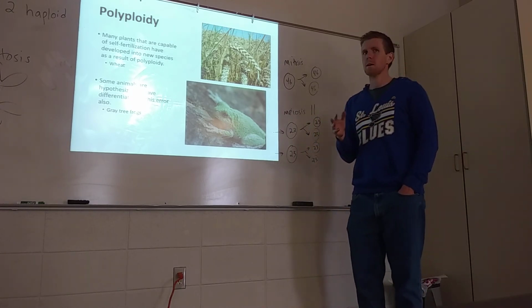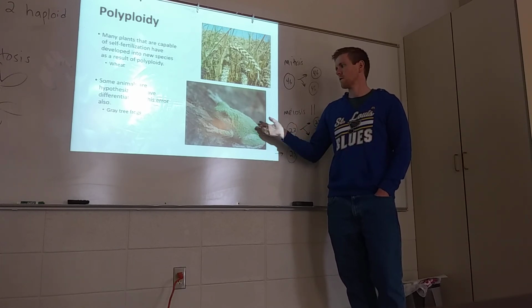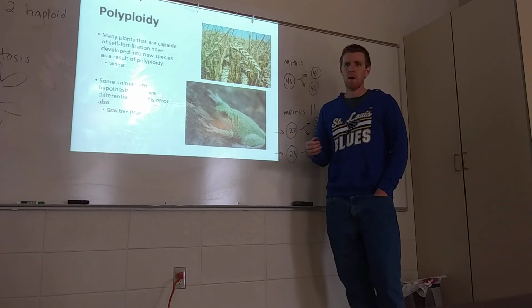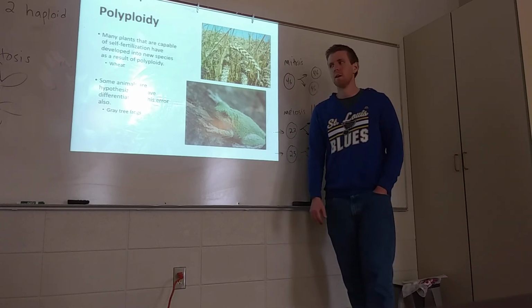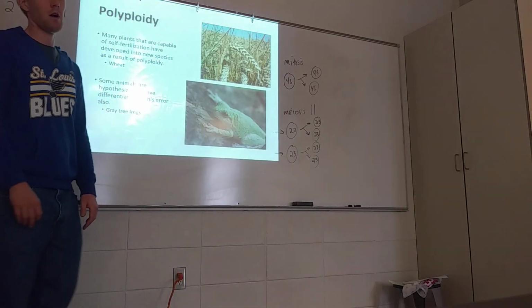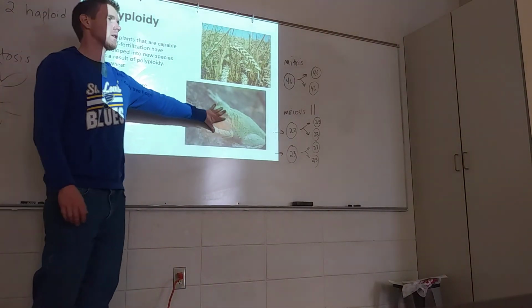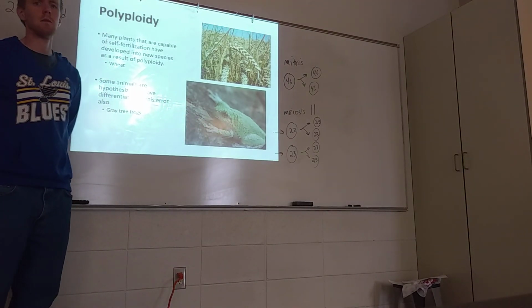So they think that sometime in the past, there was a copying error, and a small population of these tree frogs ended up with twice as many chromosomes as the other one, and didn't really seem to affect them negatively. Natural selection favored them, and what do we have? A new species of tree frog. So speciation can occur due to copying errors of chromosomes.